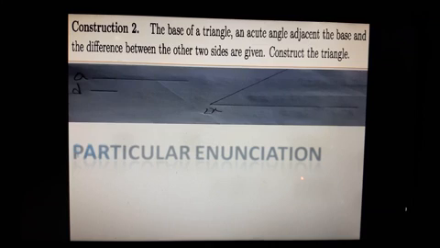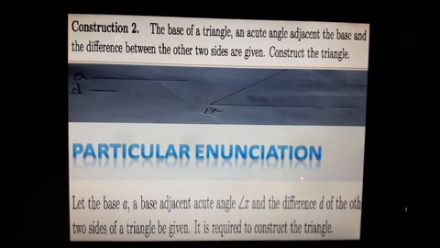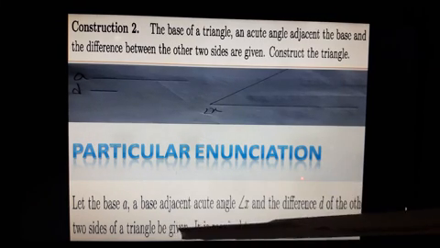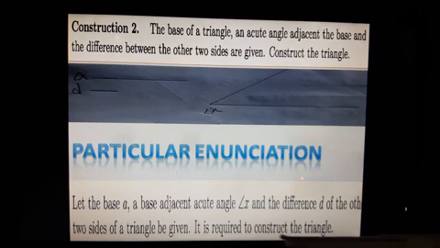Particular enunciation. Let the base be A, the base adjacent angle X, and the difference D of the other two sides of a triangle be given. It is required to construct the triangle.